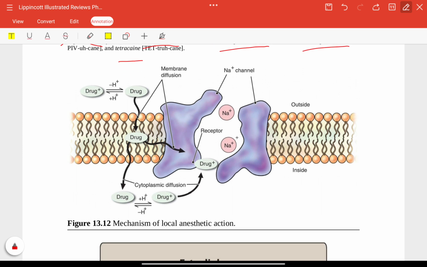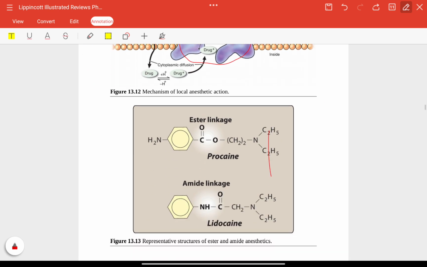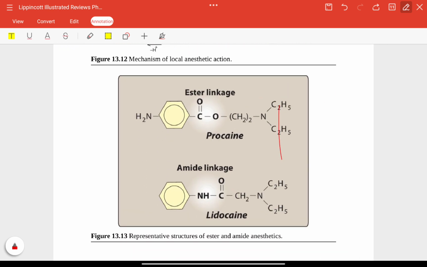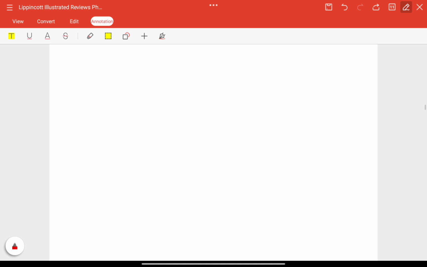You can see here the mechanism of action. This is the drug, and it has membrane diffusion, and these are the sodium ion channels. This is the chemistry. This is the ester linkage and this is the amide linkage, and the carbon chain is here for local anesthetics.